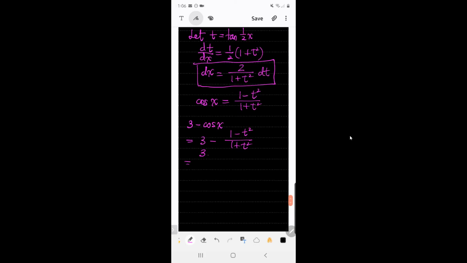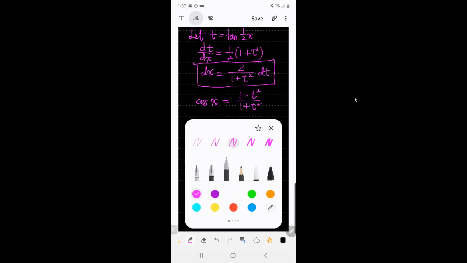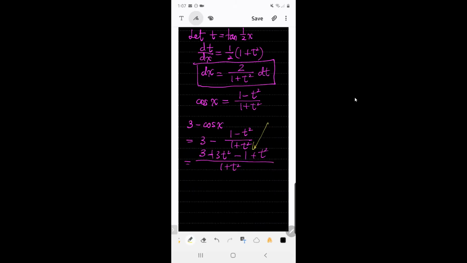You have 3 plus 3t squared minus 1 plus t squared over 1 plus t squared. Please be extra careful when you do this part here. This is plus, please take note, because the negative multiplied by 1 and negative multiplied by negative here, that's why you get a plus. Be careful. That is where some people may make mistake.